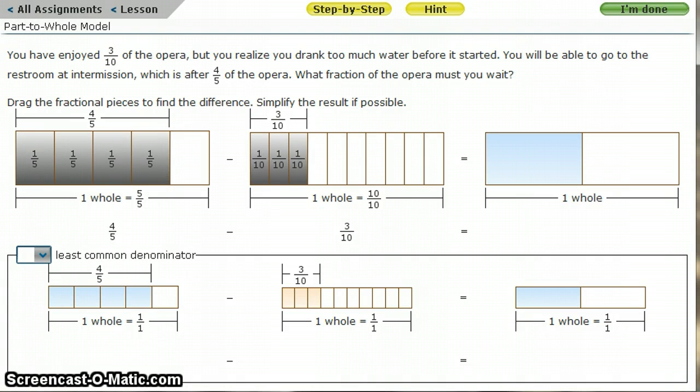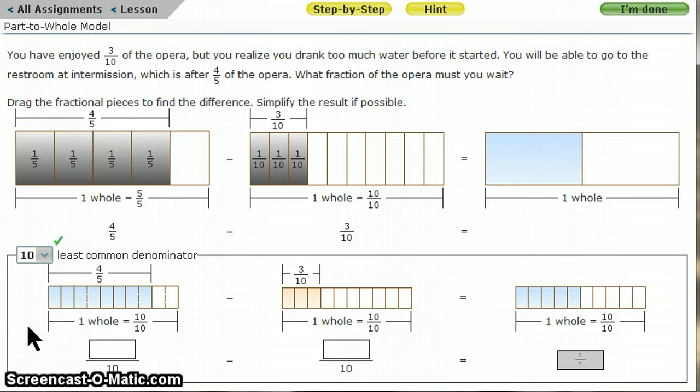Yes. I have to identify the least common denominator, which is the smallest number that both 5 and 10 divide into. 5 divides into 10, but 10 doesn't divide into 5. Thus, the least common denominator is 10, which I select from the drop down.